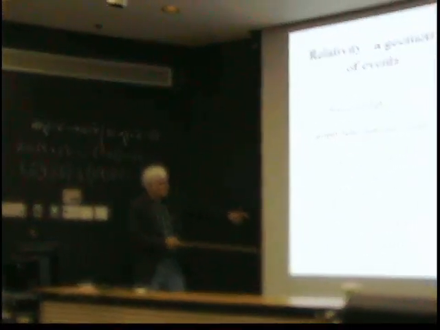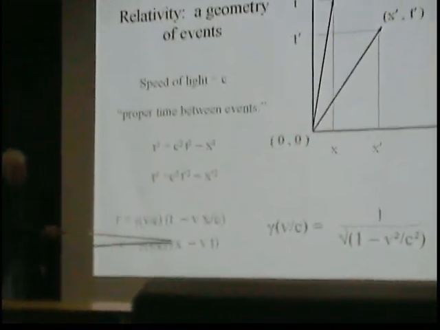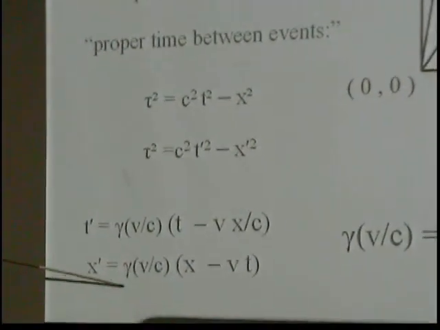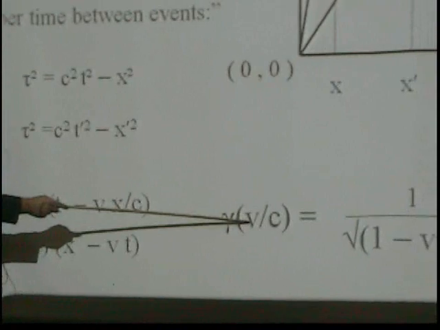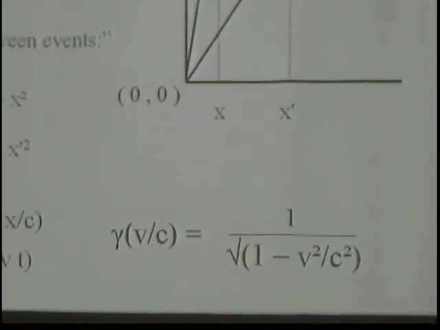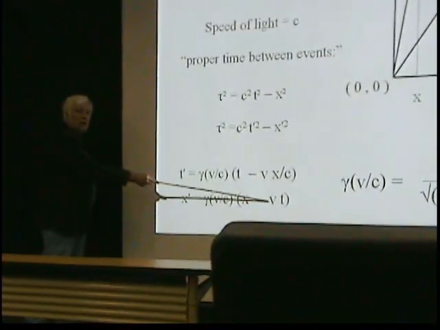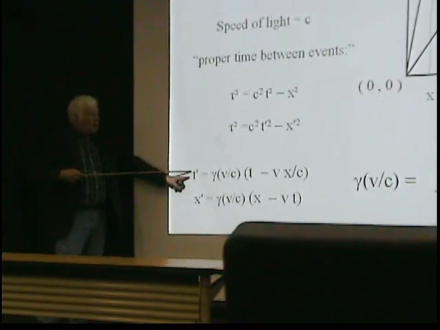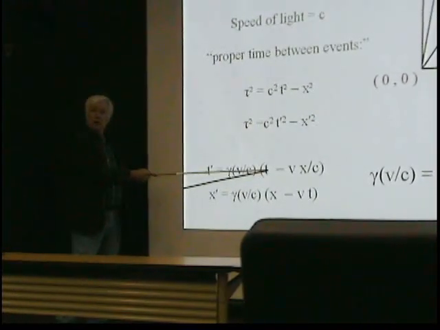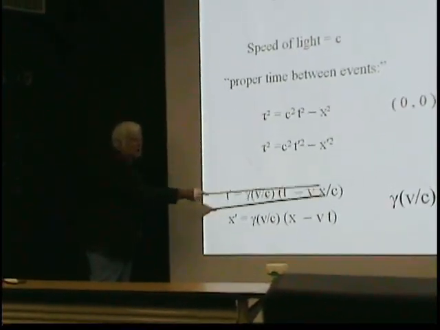And he discovered this. x prime is given by, like Galileo would have said, x minus vt, but there's a prefactor here, gamma. And gamma is a function of v divided by c, and it's 1 over the square root of 1 minus v squared over c squared. It's sort of like cosine theta and sine theta. And t prime is now changed. Galileo would have said t prime equals t. But Einstein found that t prime is gamma times (t minus vx over c squared).